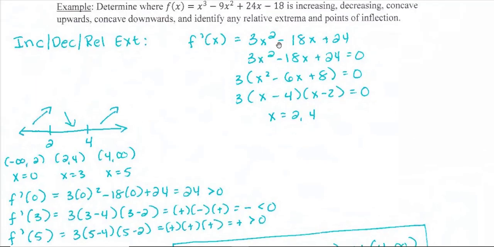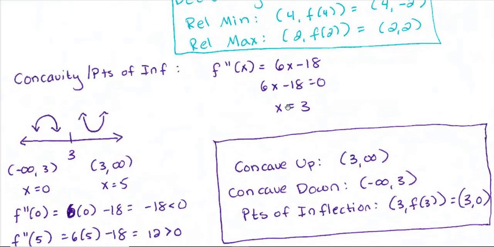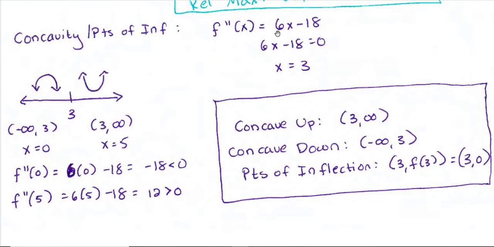Now I'll take the second derivative of this in dark blue here to get 6x minus 18, and I'll use the second derivative to determine my concavity and points of inflection. Set my second derivative equal to 0, and I get 3. I labeled my number line here with 3, and my intervals are negative infinity to 3 and 3 to infinity. I chose an x out of here and an x out of here.